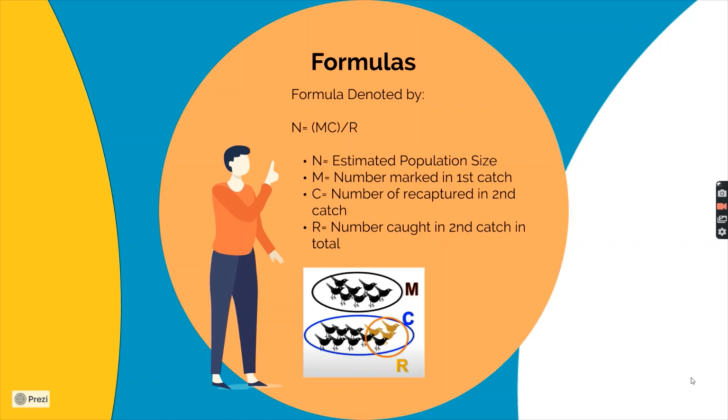So we can see actually a more accurate representation in the picture below. M is the first tagged animals, and the second circle represents the second catch and the total number of animals. And based off the circles that we see, we can better understand how this formula represents and is put to use.